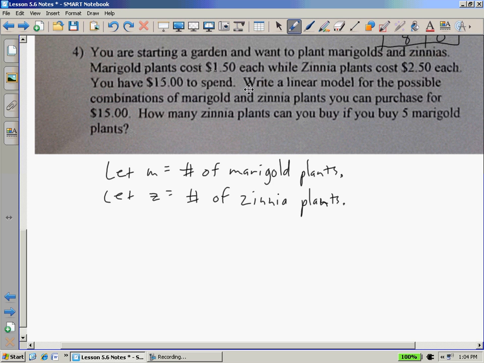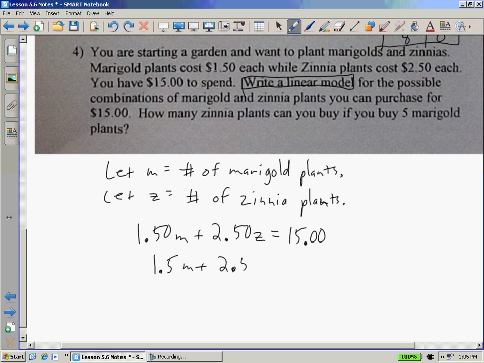And we're going to go ahead and write our linear model. So the marigolds are 150. The zinnias are 250. That equals $15. You might also notice that we could write it this way: 1 5/10 m plus 2 5/10 z equals 15. In fact, that's probably preferred.